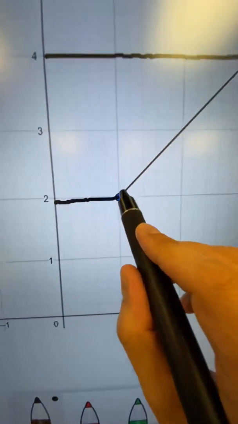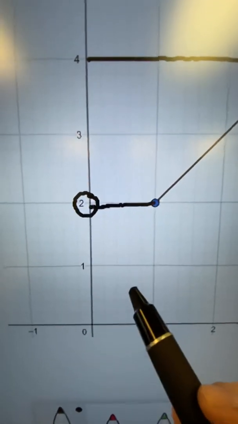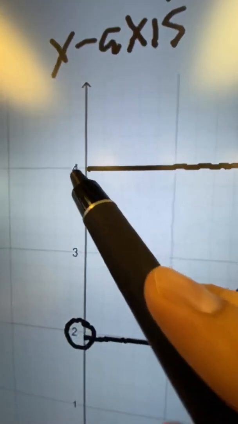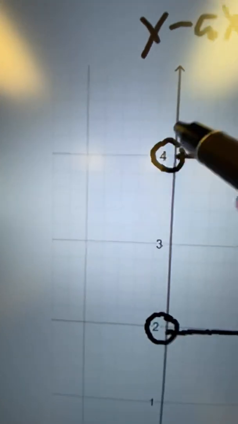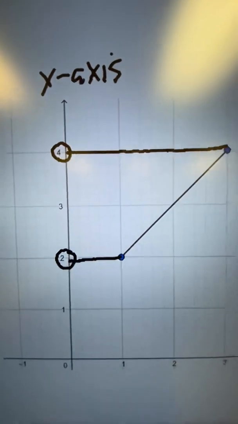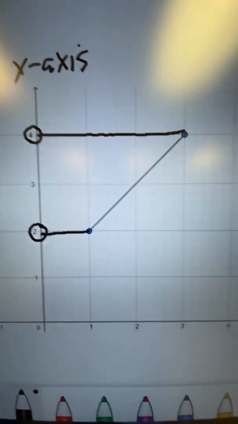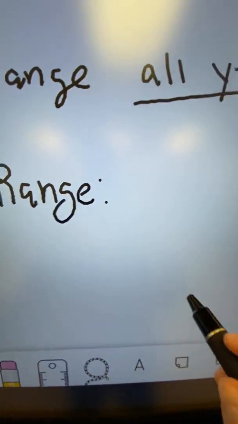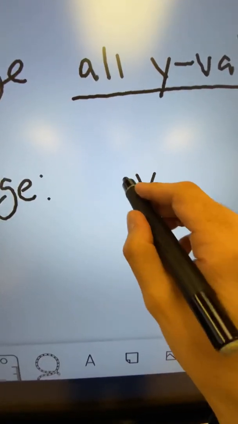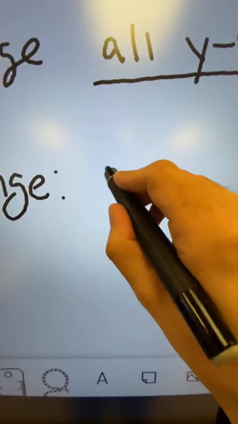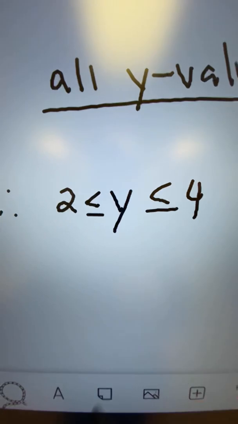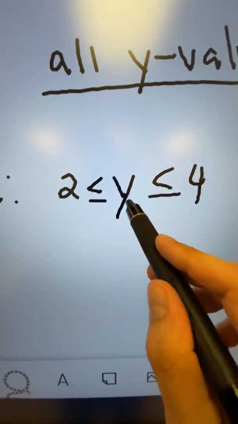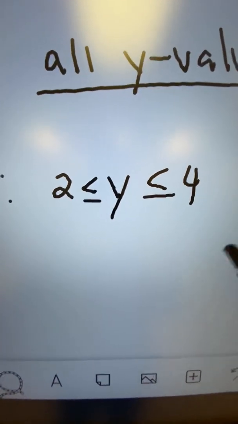Here I can see that since this is a solid point, 2 is going to be my lowest y value. And my highest y value is going to be a 4, because you can see it's solid also. So I'm going to include the 4 in this case. And just the same way we did the domain, I'm going to do the same thing for the range. So my range is going to be the y values that are between 2 and 4. We're including the 2 and the 4, so that's why I put the lines underneath. But this is our range. So any y value between 2 and 4 is going to be in the range.